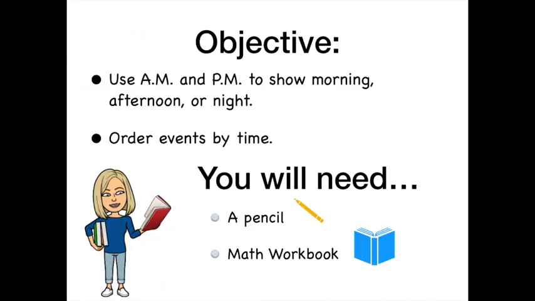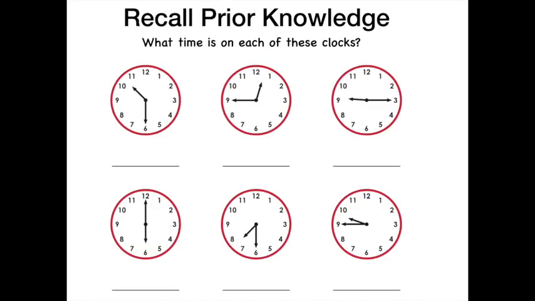Our objective for today is to use AM and PM to show morning, afternoon, or night. Our second objective is to order events by time. You will need a pencil and your math workbook. So let's do a little bit of review.